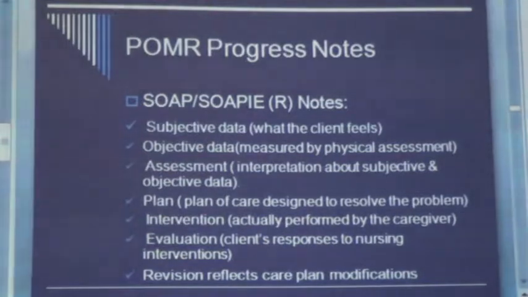Next is POMR progress notes. That is in the form of mainly SOAP. SOAP means S for subjective data, what the client feels, and O for objective data measured by physical assessment as you see the patient. A is assessment, the interpretation of subjective and objective data, the problems you have identified in the patient. P is plan of care designed to resolve that problem of the patient, and I is intervention, what is actually performed by you to resolve that problem. E is evaluation, the client's response to nursing interventions, and R is revision, which reflects care plan modification.